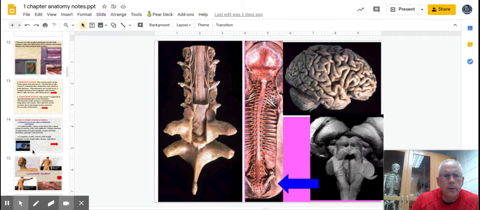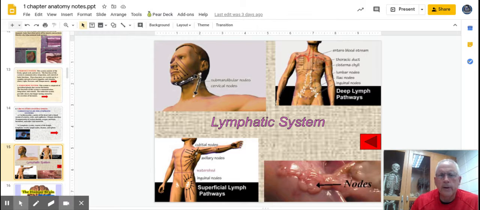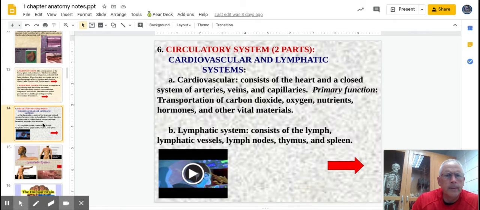I do want to throw this slide in there a little bit too. We're going to talk about the lymphatic system here in just a second. So why don't we just do that while I'm thinking about it? Okay.